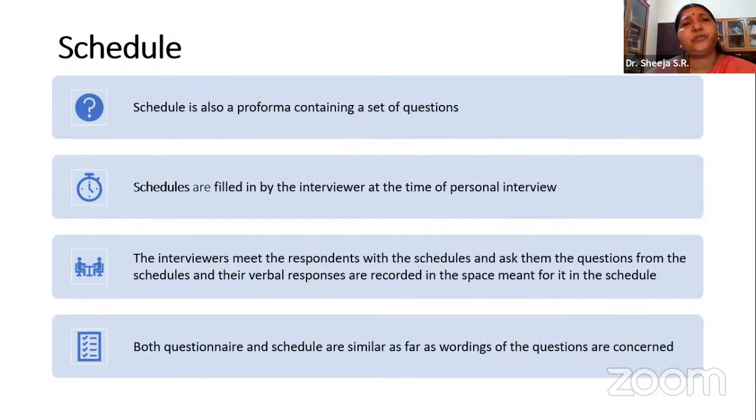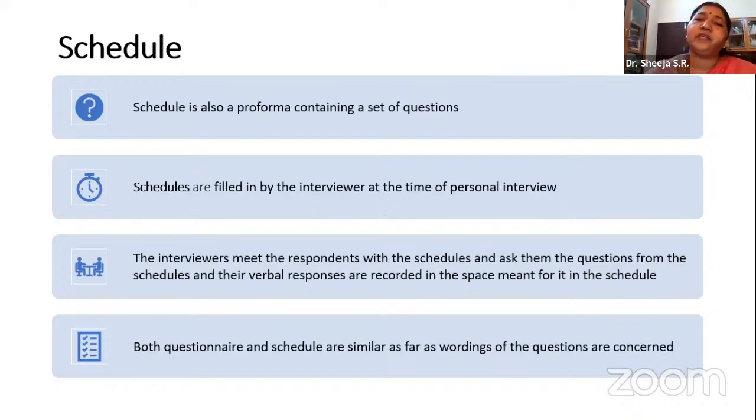Now let us see what a schedule is. As I have already mentioned, a schedule is also a pro forma containing a set of questions, and schedules are filled by the investigator or the interviewer at the time of personal interview. This is the major difference. The way in which schedules and questionnaires are administered is different. In the schedule, the interviewer himself writes the answers. Interviewers meet the respondents with the schedules and ask them questions, and their verbal responses are recorded in the space meant for that purpose. So the interviewer himself writes down the answers.